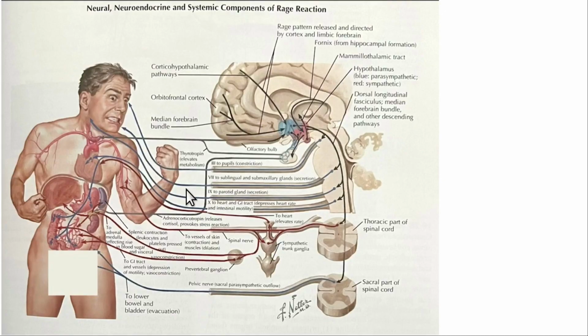Now here is the rage reaction, the famous Netter rage reaction. Basically, when a person's pissed off, you're in the fight or flight, sympathetic autonomic nervous system. So there's SANS and PANS. SANS is sympathetic autonomic nervous system. PANS is parasympathetic autonomic nervous system. So SANS is fight or flight. PANS is rest and digest, or feed and breed.